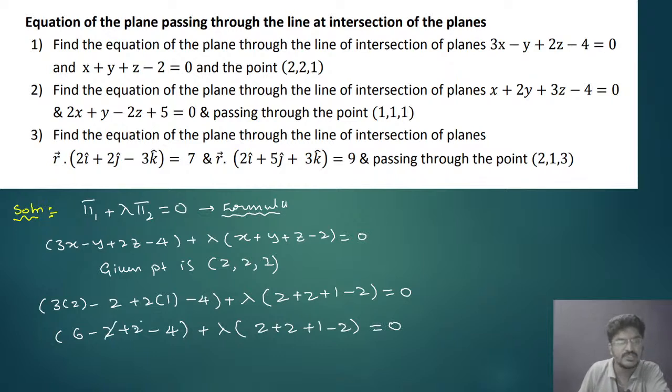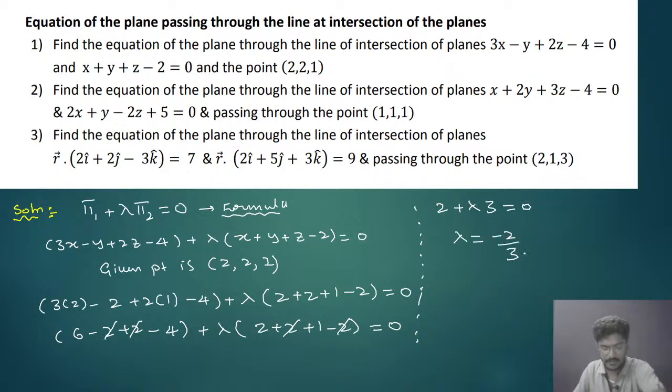So here you can see minus 2 plus 2 will get cancelled, plus 2 minus 2 will get cancelled, and the remaining terms are going to be 6 minus 4 is 2 plus lambda times of 2 plus 1 is 3 equal to 0. So lambda will be equal to minus 2 by 3. So quickly tell me, all of you, have you understood finding the lambda value? Lambda is minus 2 by 3.